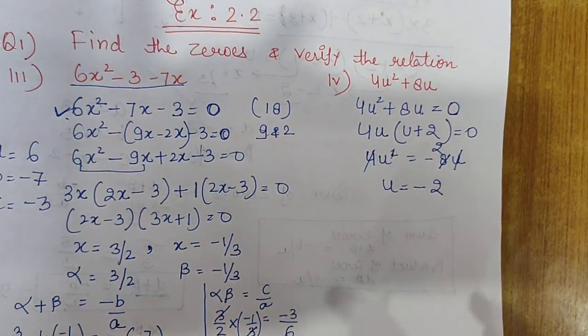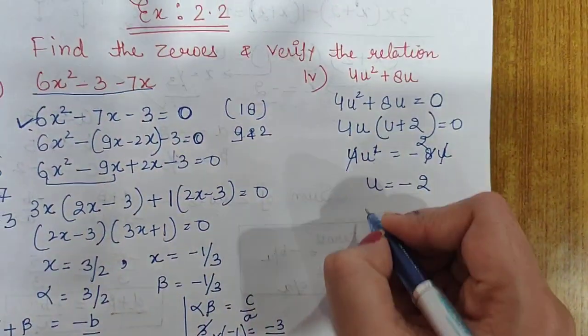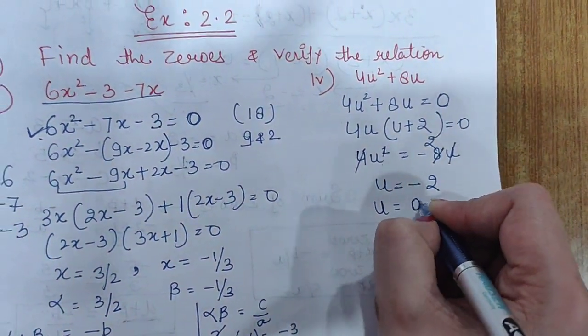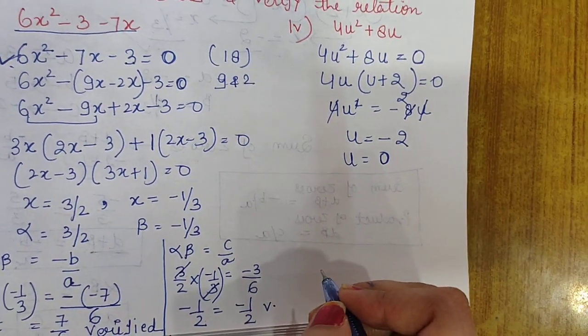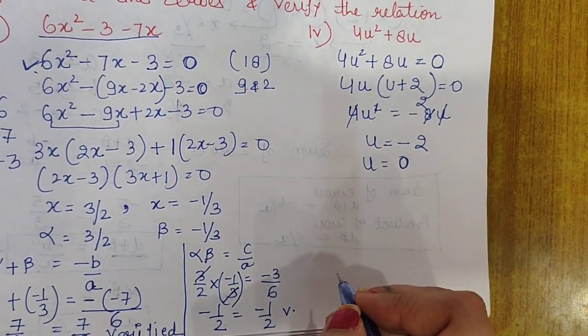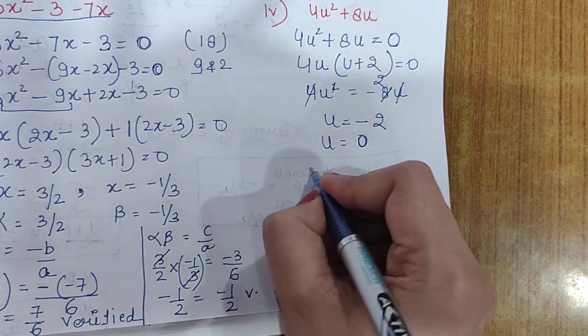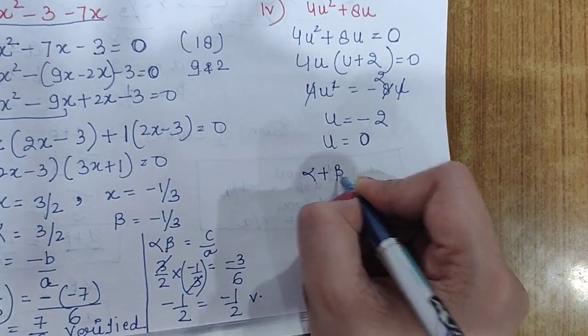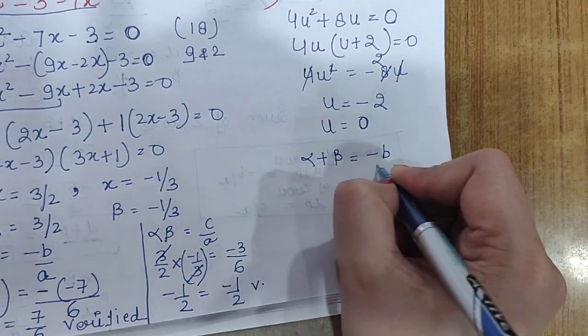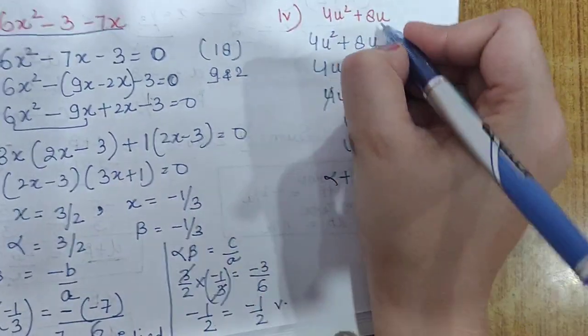Because this is a quadratic equation, so we have to have two zeros. Another value will be 0. Now verify the relation. Any one relation I will verify. So I am taking the sum of the zeros. Alpha plus beta should be equal to minus b upon a. What is the value of b?